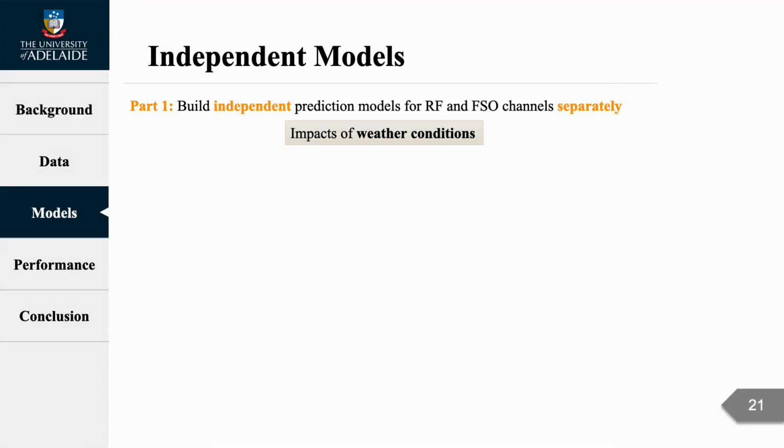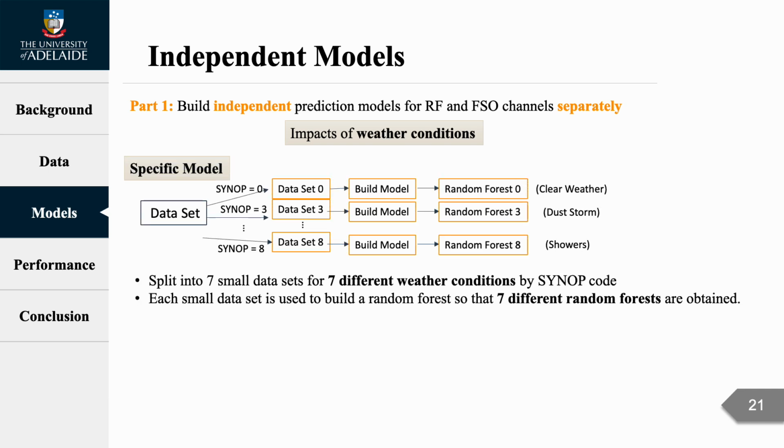Remember, in the background section, to meet our project goal, we first built independent models for each channel, since both channels are heavily influenced by weather conditions. So we focus on the weather conditions feature, synop code. That means for each channel, we split the dataset into 7 smaller subsets, one for each weather condition, and train a separate random forest model on each subset. We call this our specific model approach.